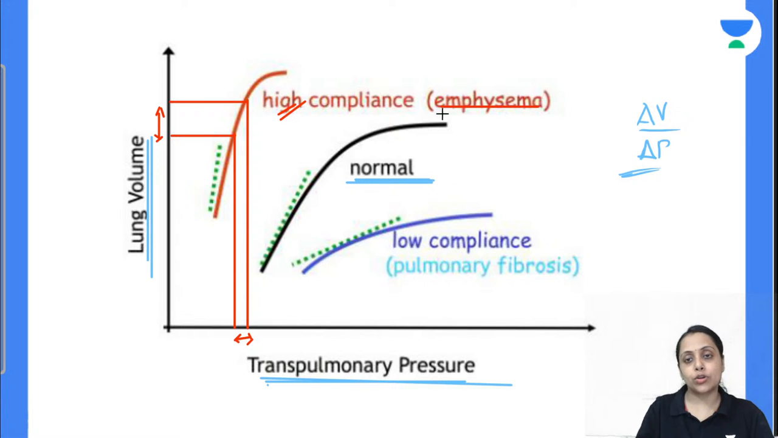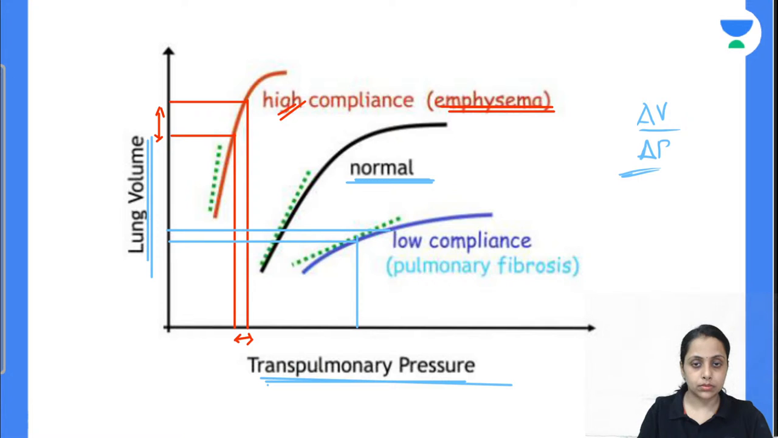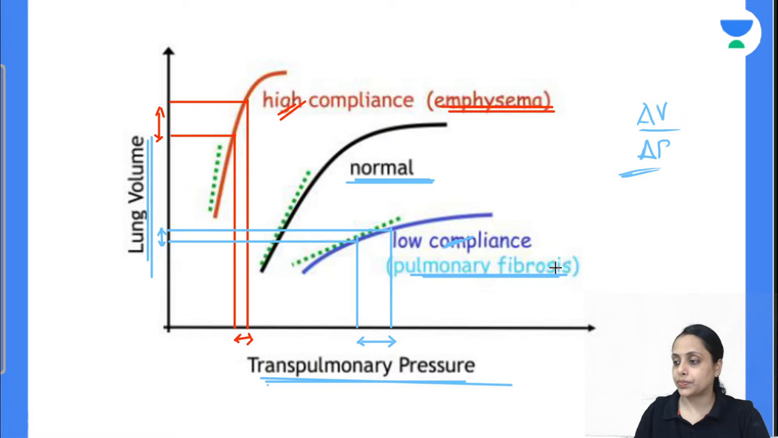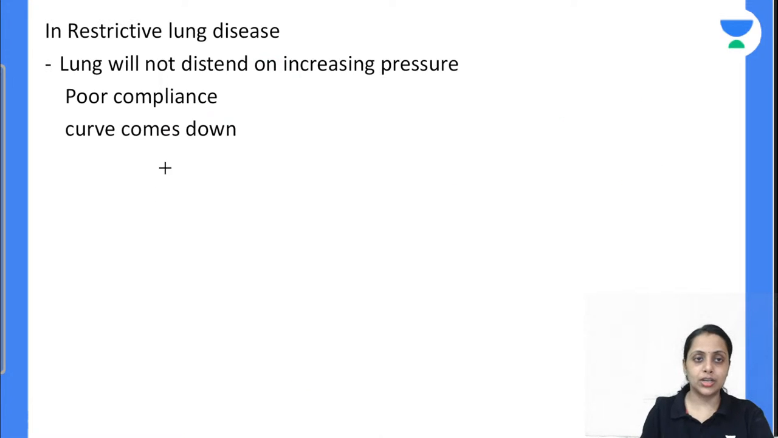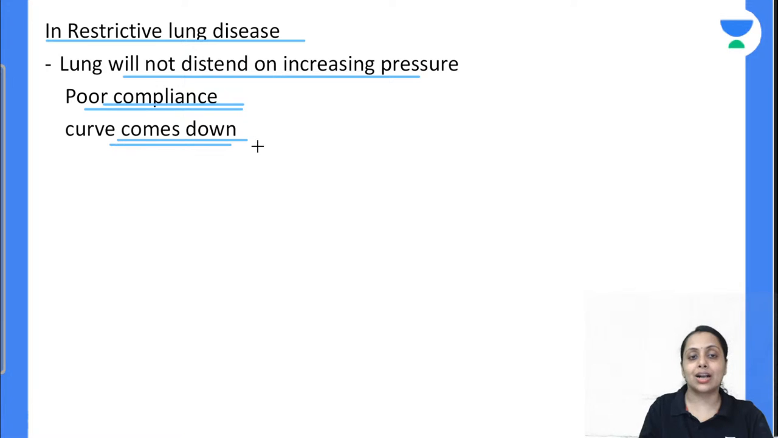And high compliance occurs in which case? Emphysema. And for this blue one, for a given change in pressure, the volume changes less. So what kind of curve is it? This is our low compliance curve. And in which case does a low compliance curve occur? Pulmonary fibrosis. Is this clear, everybody? Moving further, the same thing is written here. In restrictive lung disorder, the lung will not distend on increasing pressure. So how will compliance be? Poor. So the curve will flatten.